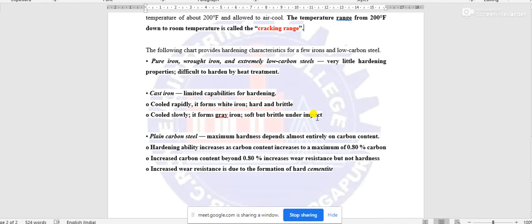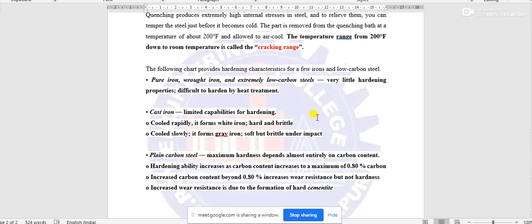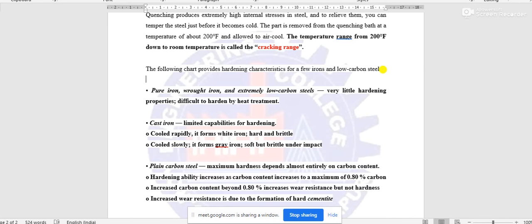And here I have made a small chart showing which types of ferrous material have the quality to be hardened. Iron and low carbon steel have very little or no capability to be hardened. Cast iron has a limited capability of hardening, but that is done by rapid cooling.